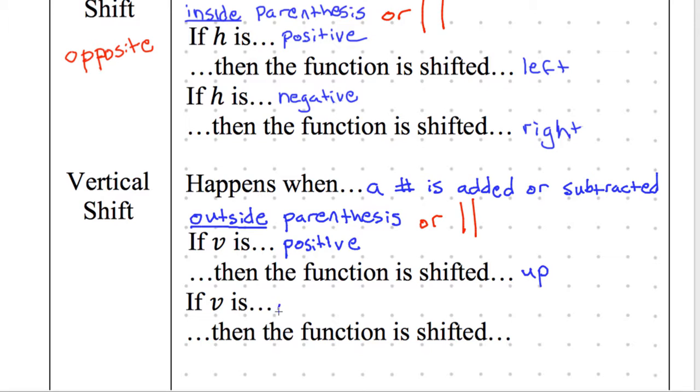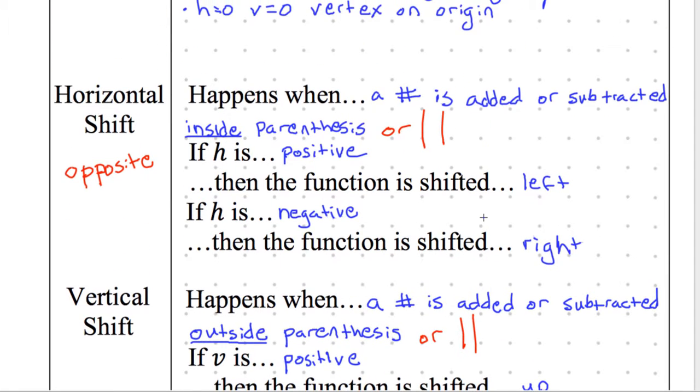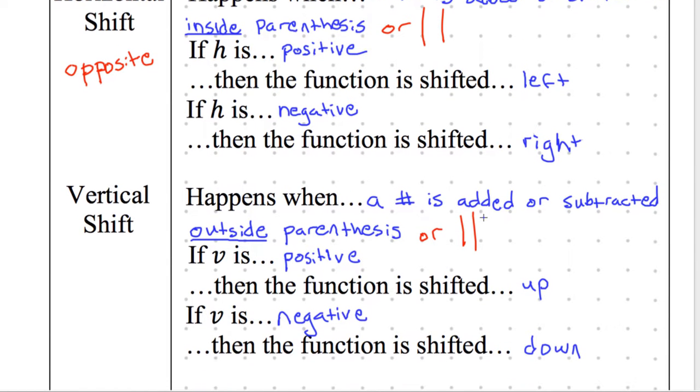Okay, so if v is negative, it's going to go the opposite direction. When it's negative, it goes down. All of this stuff is more guided notes for your observations. Make sure you have everything here. We're flipping over to the back.